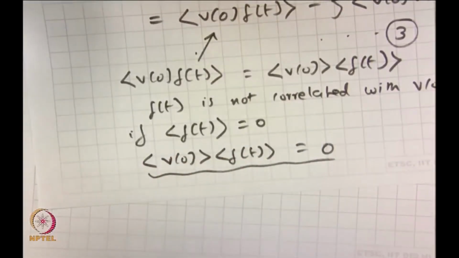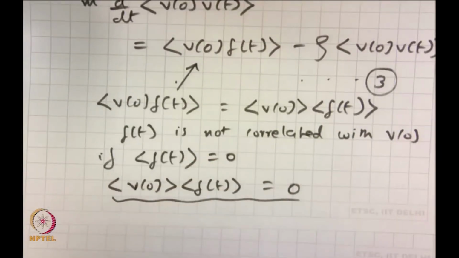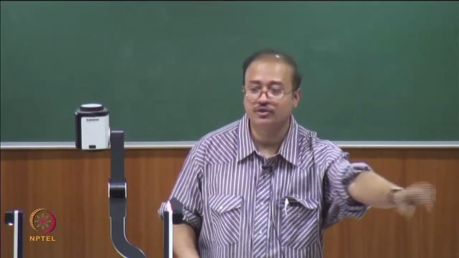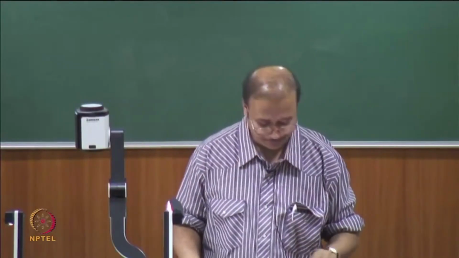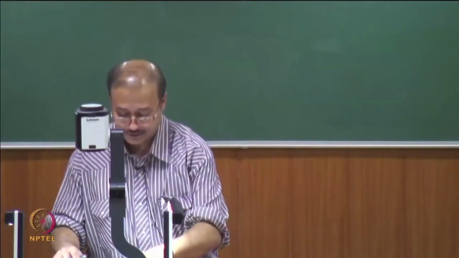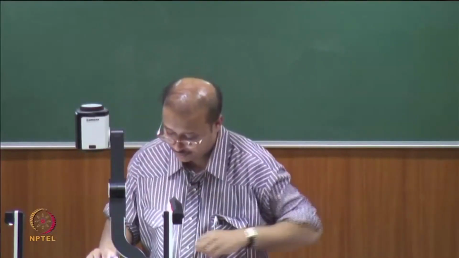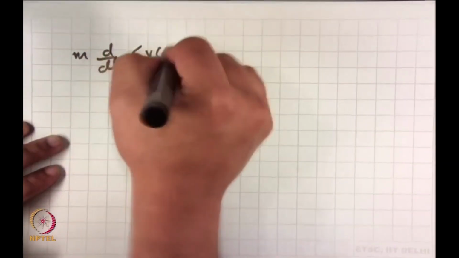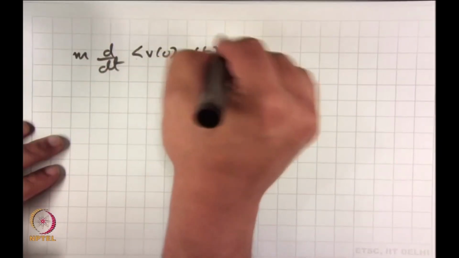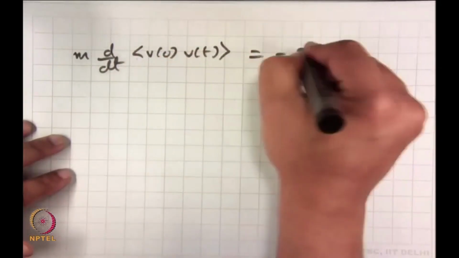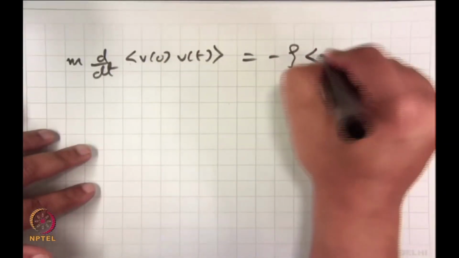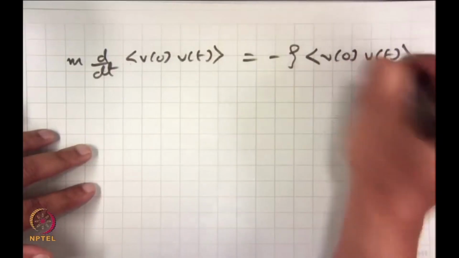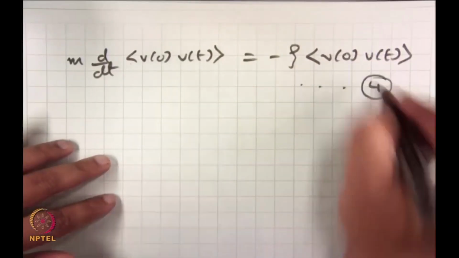So, in essence, what you have done is you have simplified the equation instantly, right? The moment you took the ensemble average, you know that f(t) is a fluctuating force, it should go to 0. So, your differential equation is left with only 2 terms. You simplified the equation. So, based on this, what we write is m d/dt of V(0) times V(t) is equal to minus xi V(0) times V(t), and this is equation 4.